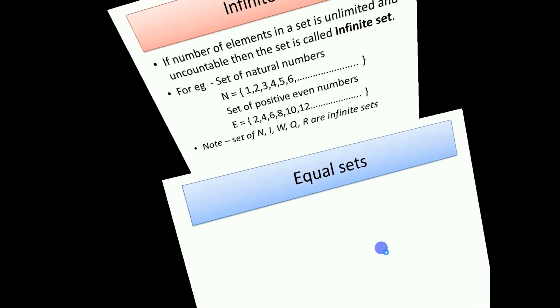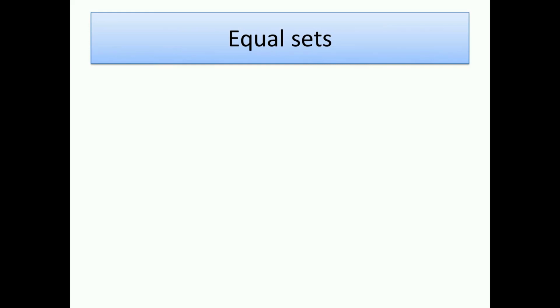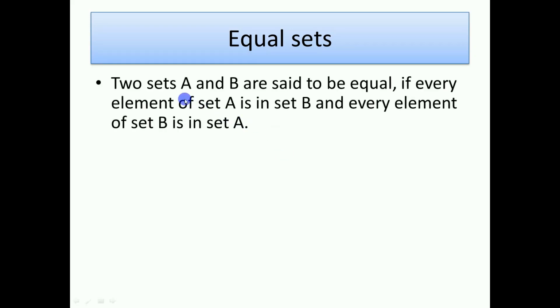Okay, now moving on to the next type of sets, which is equal sets. Now what are equal sets? In this case you have to consider or compare two sets. Consider that I am taking set A and set B. Set A and set B are said to be equal if every element of A is in set B and every element of set B is in set A. Now according to the statement given here, it is easy to understand that two sets can be equal if elements of A are present in set B, or you can say elements of set B are present in set A.